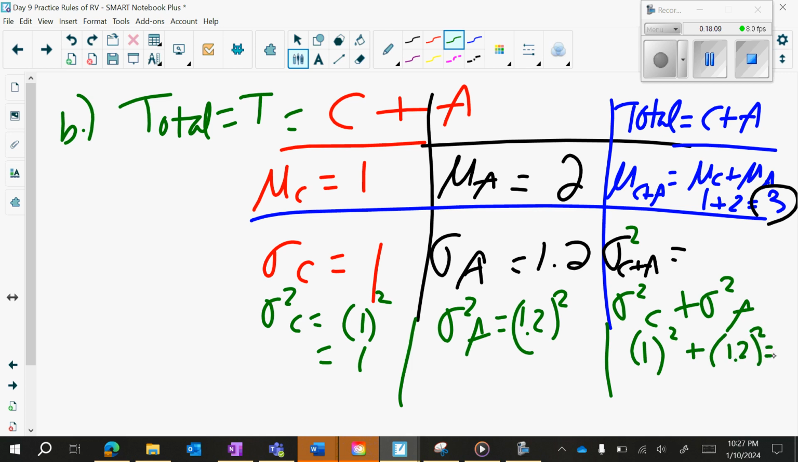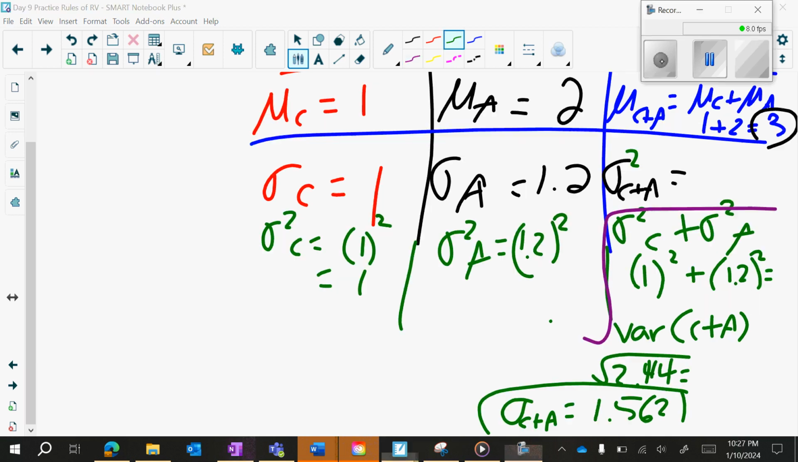And whatever you get is going to be your combined variance. And then you're going to take the square root of that, and that's going to be your standard deviation. So do that now. Okay, so I'm hoping that you got 1.562, or I hope you got the square root of 2.44, and that was 1.562.